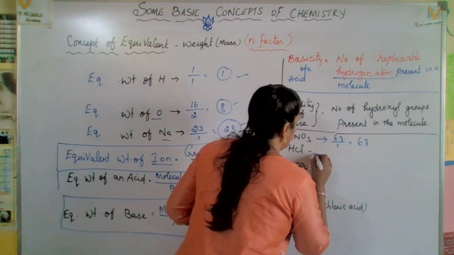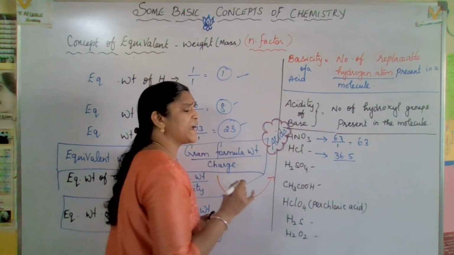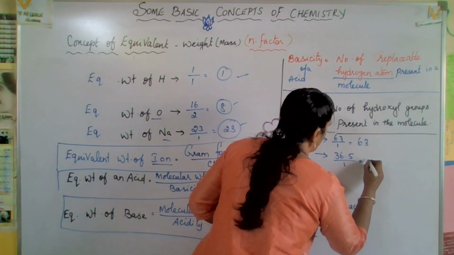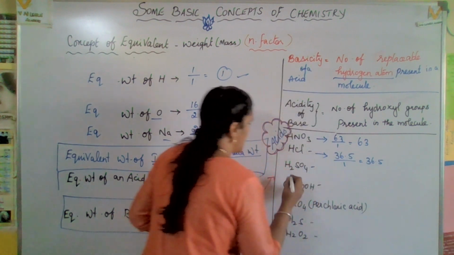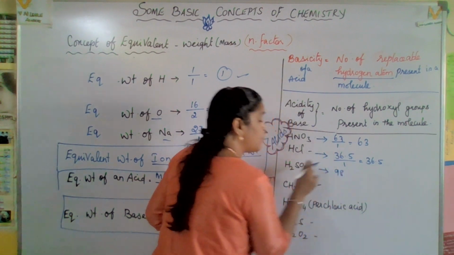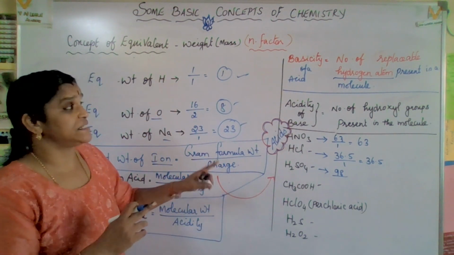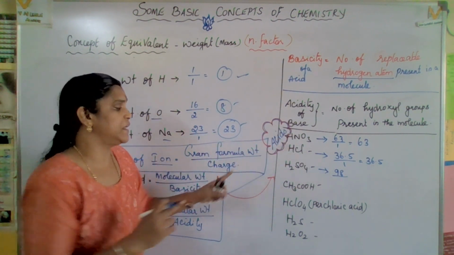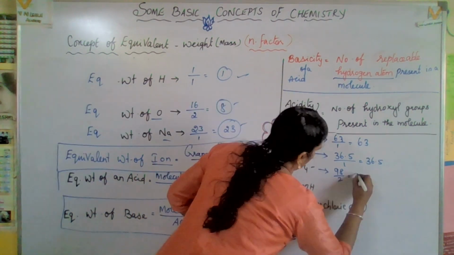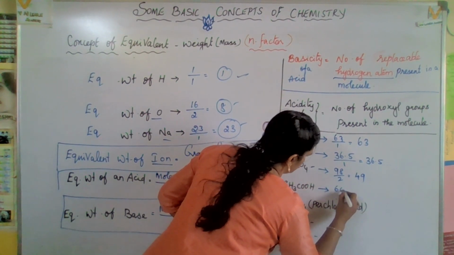Please note down. The next one, HCl: 36.5 divided by the number of hydrogens replaceable, that is basicity. Here also 1. So you will get 36.5 only. And H2SO4: the molecular weight is 98, divided by how many hydrogens are replaceable. Here 2. So what is the answer? Come on, check it. Here you will get 49.